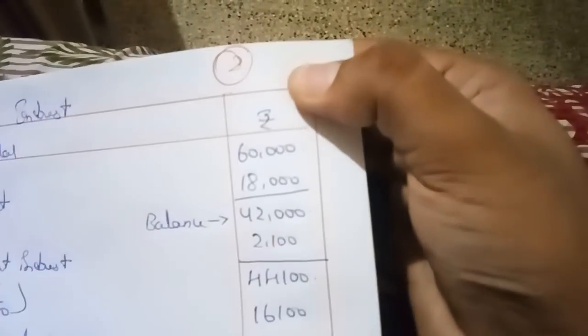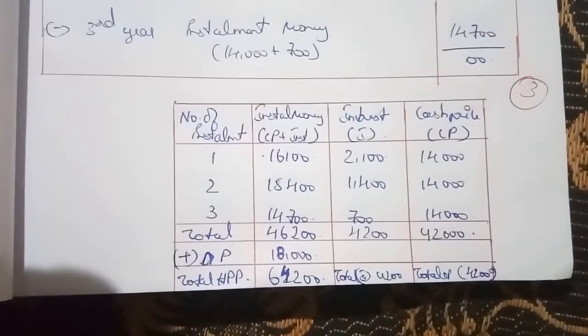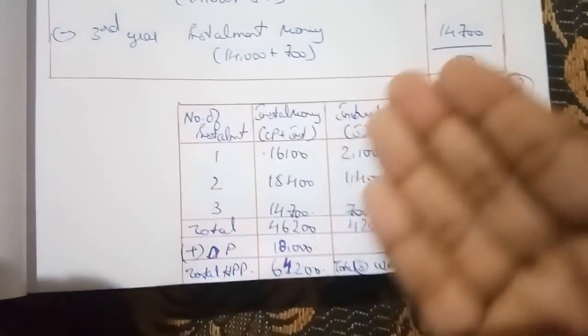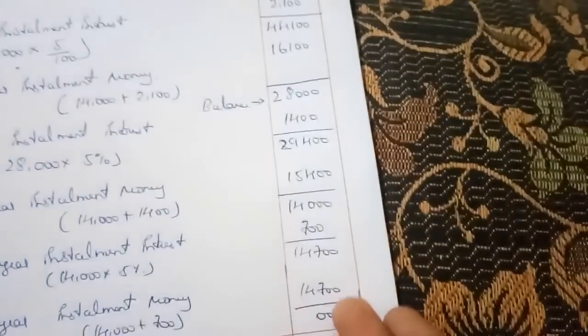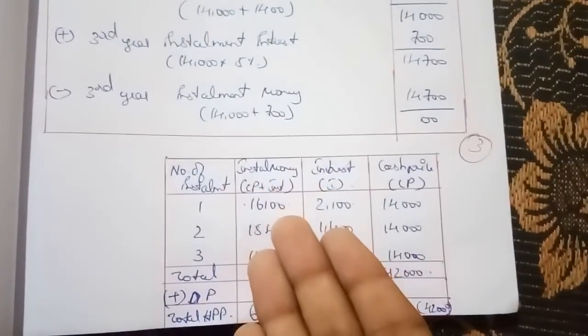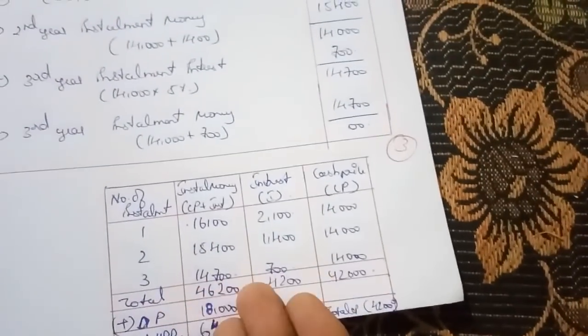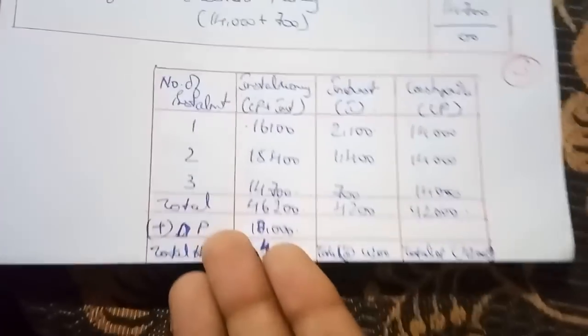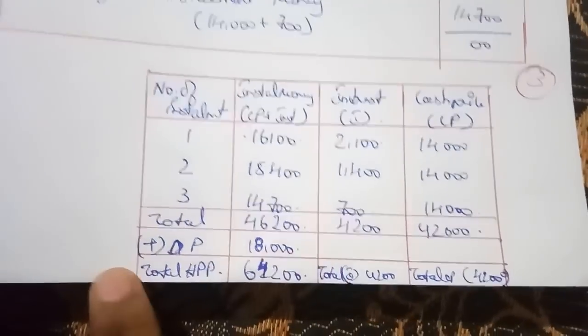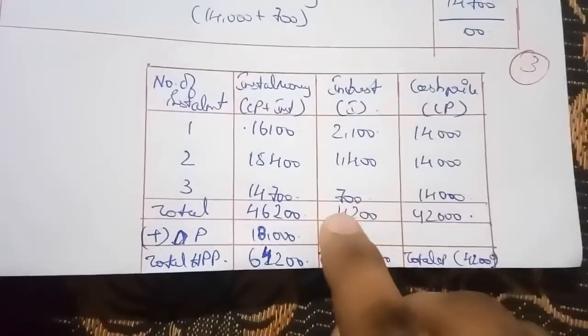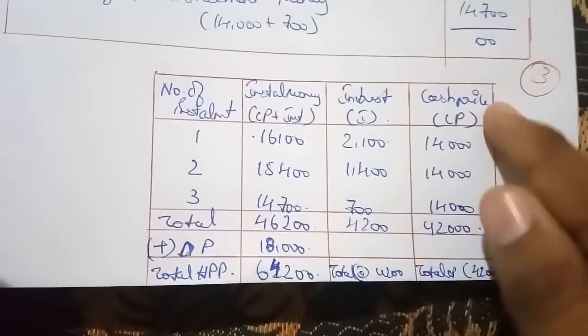This was our second step, and now we are doing the third step, that is known as the analytical table, which shows installment and interest. Here what you have to do, take from this and put down here. First installment, how much was installment money with this interest, that is 16,100. Same here, total all this up, and here we have to add the down payment also, so we are adding 18,000 here. Total HP, total interest we have calculated, same here, and total cash price here. So this is how we can get 7 marks here.